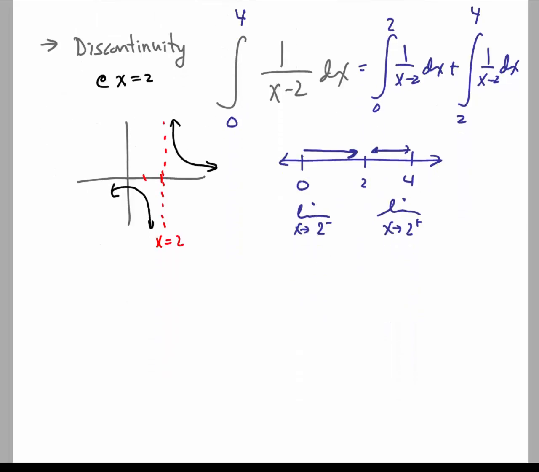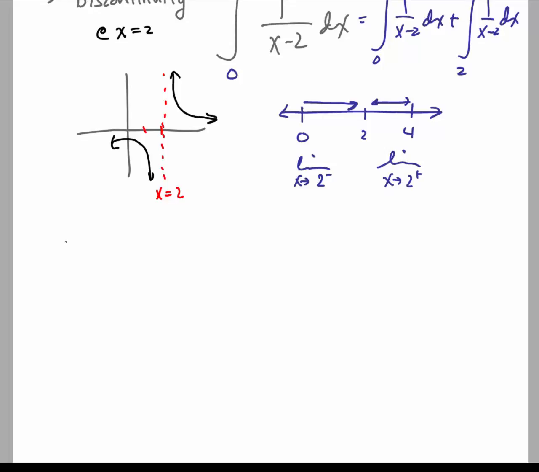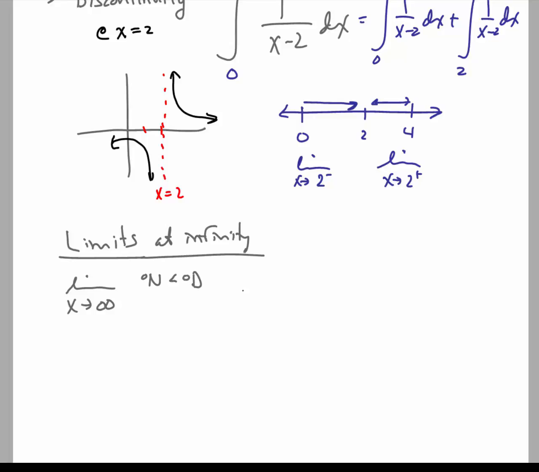Let's review limits real quick. Limits at infinity we had some particular rules for. So my first one: if I'm taking the limit as x approaches infinity or negative infinity, and I have a rational expression where the degree in the numerator is less than the degree in the denominator, this limit as x approaches infinity is going to 0. This is my shortcut rule.